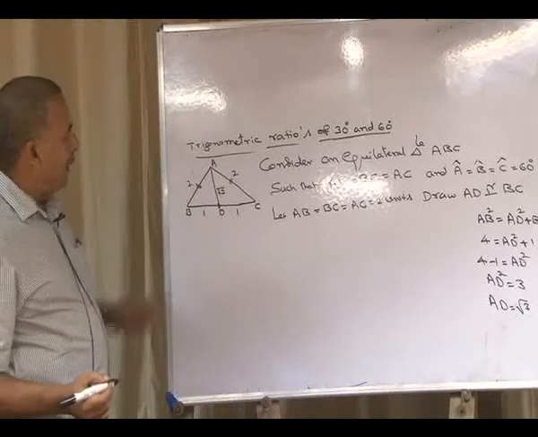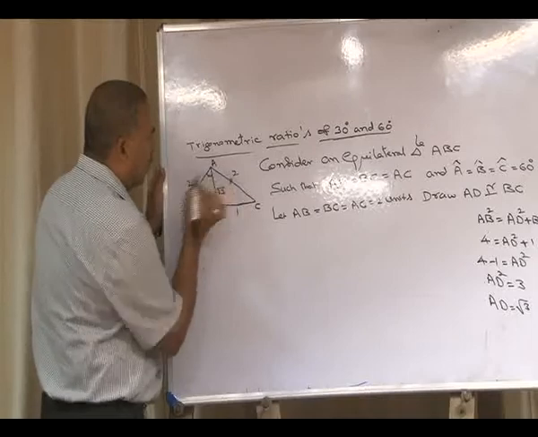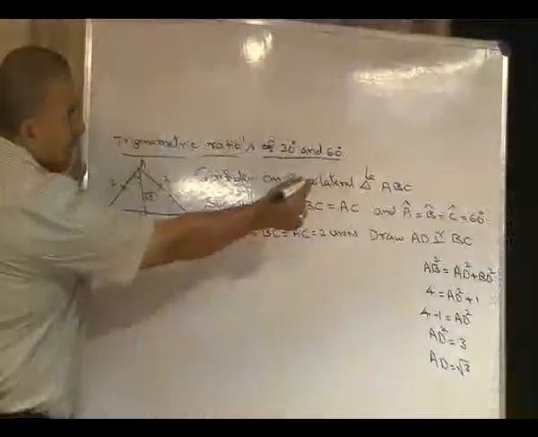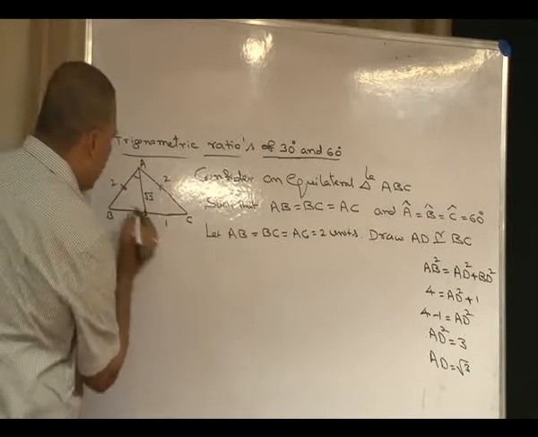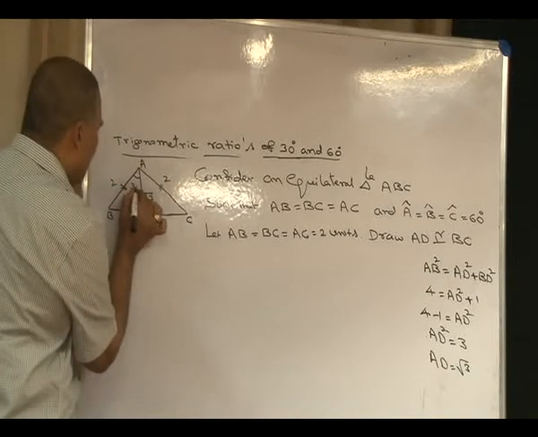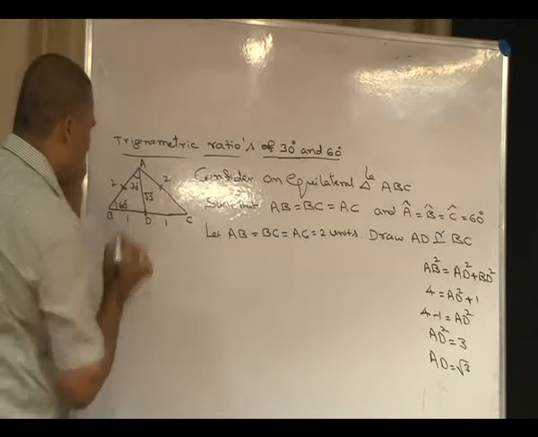The perpendicular bisector AD also bisects the angle A. When angle A is 60 degrees and it is bisected, angle BAD is equal to 30 degrees. Here angle B is 60 degrees.